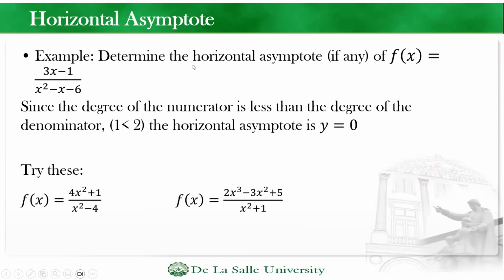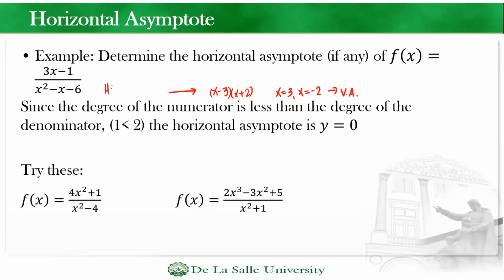Di ba? For example, determine the horizontal asymptote, if any, of the function. So, first, horizontal lang naman tinatanong. Pero if I ask you, are there vertical asymptotes? Kasi di ba x minus 3, x plus 2 yung denominator. Therefore, for here, x equals 3, negative 2. They are what you call vertical asymptotes kasi they don't cancel. Pero are there any horizontal asymptotes? Let's look. The degree of the numerator is smaller. What's the horizontal asymptote, guys?